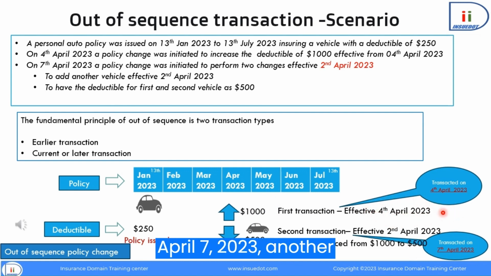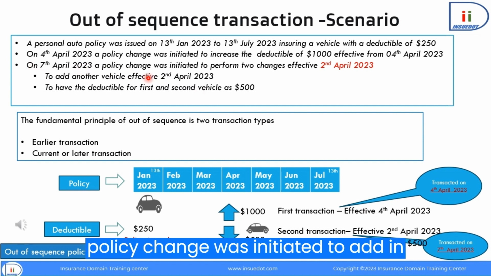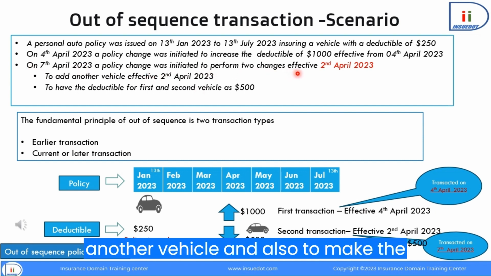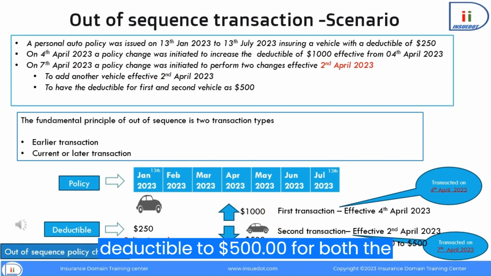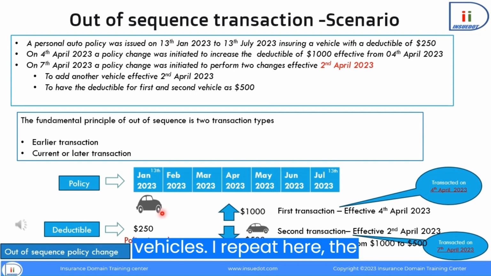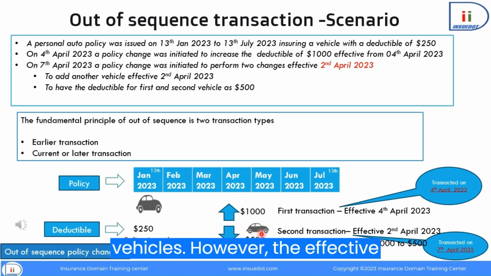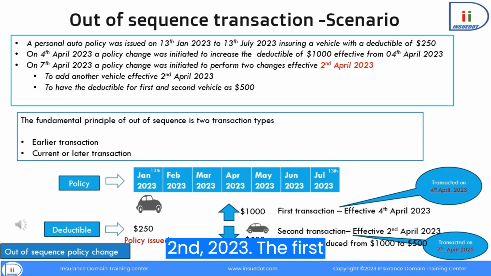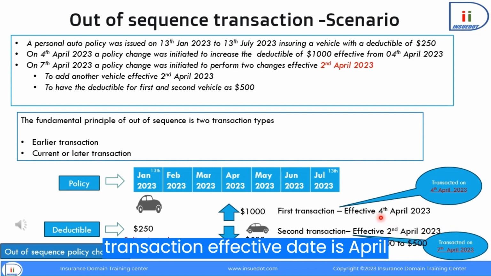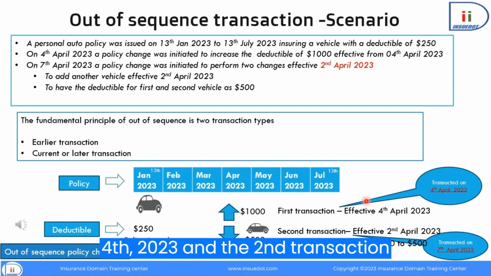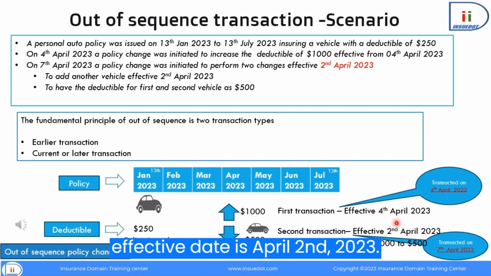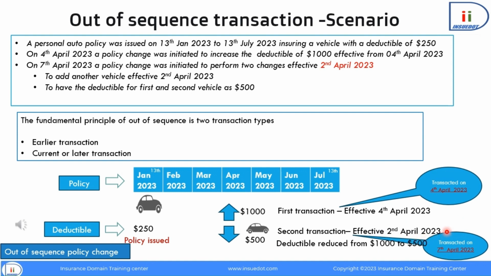On April 7, 2023, another policy change was initiated to add another vehicle and also to change the deductible to $500 for both the vehicles. I repeat here, the deductible was reduced for both the vehicles. However, the effective date of this transaction is April 2, 2023. The first transaction effective date is April 4, 2023, and the second transaction effective date is April 2, 2023. So these transactions become out of sequence.